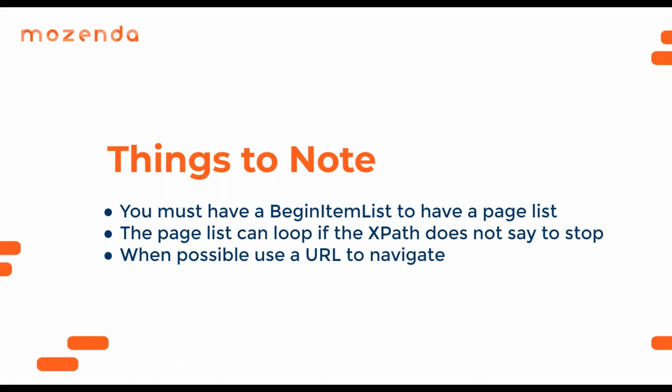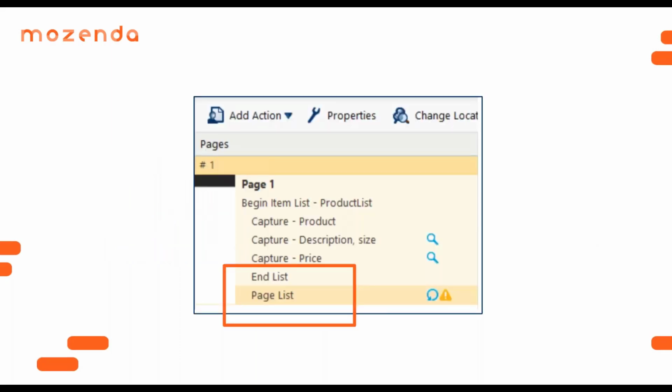The other thing to keep in mind is when we're creating a page list, there's a possibility that our computers or our harvesters will recognize that as not stopping. So we need to make sure that when we do use a page list, we let it know to stop. Whenever possible, we're going to navigate using a URL. So here's some of the formatting. Here's our begin item list and then the page list at the bottom.